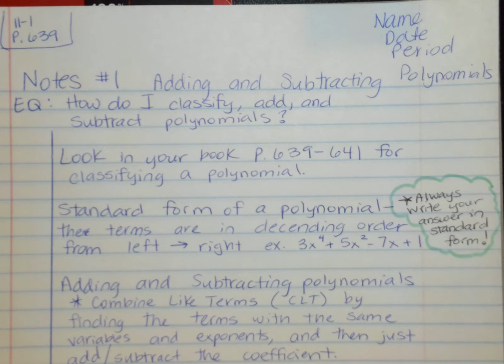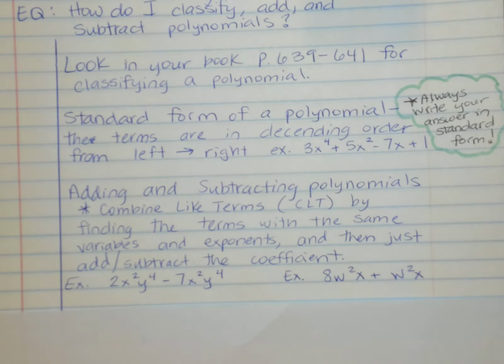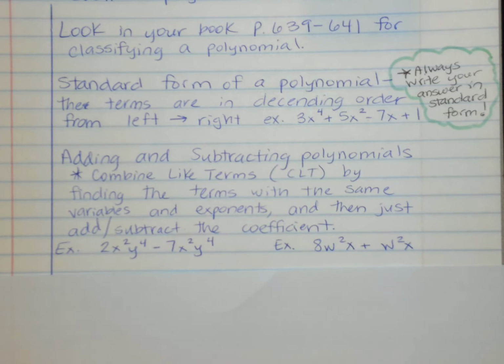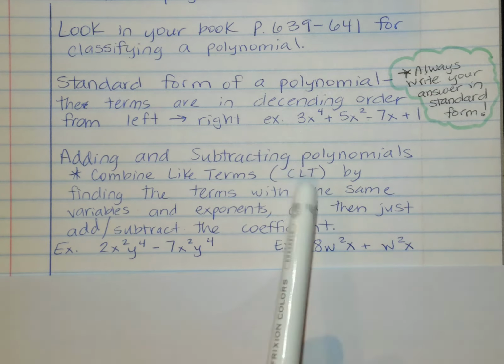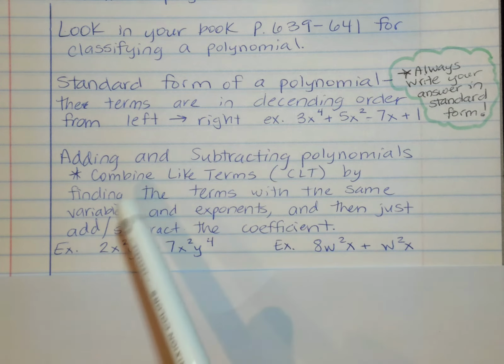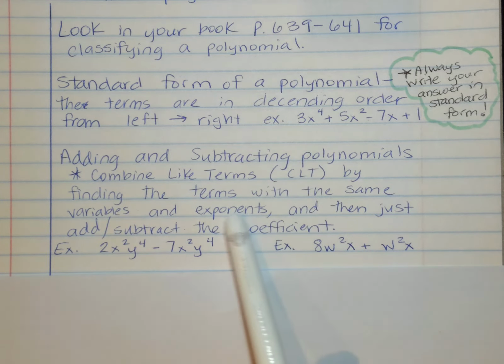Okay, so now we're getting to the actual part of the notes where we're going to practice. Remember, pause it whenever you need to. So we're going to be talking about adding and subtracting polynomials. The key, most important thing is that we are combining like terms, CLT. So we're going to combine like terms by finding the terms with the same variables and exponents, and then just add or subtract the coefficients.